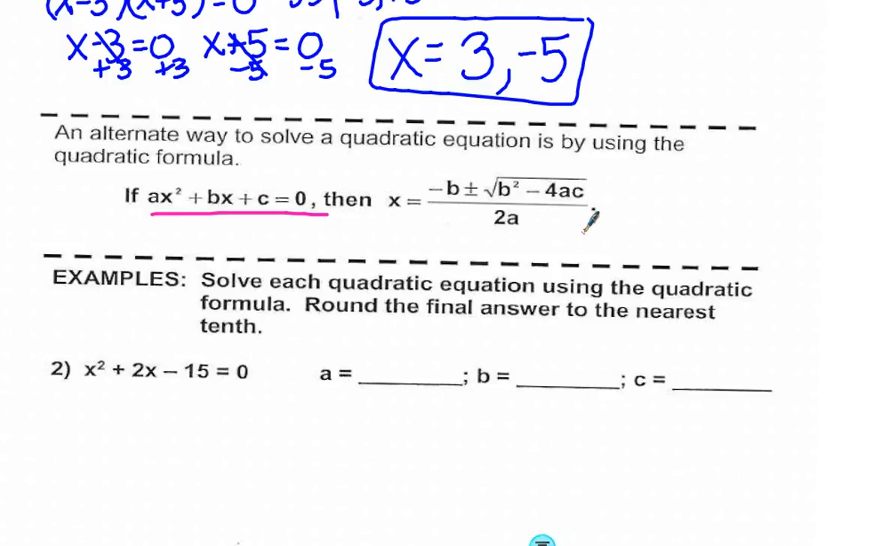We have x equals negative b plus or minus the square root of b squared minus 4ac all over 2a.